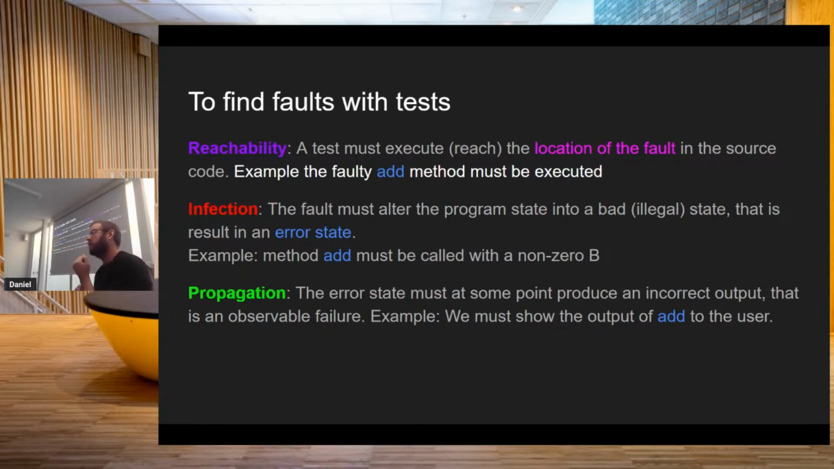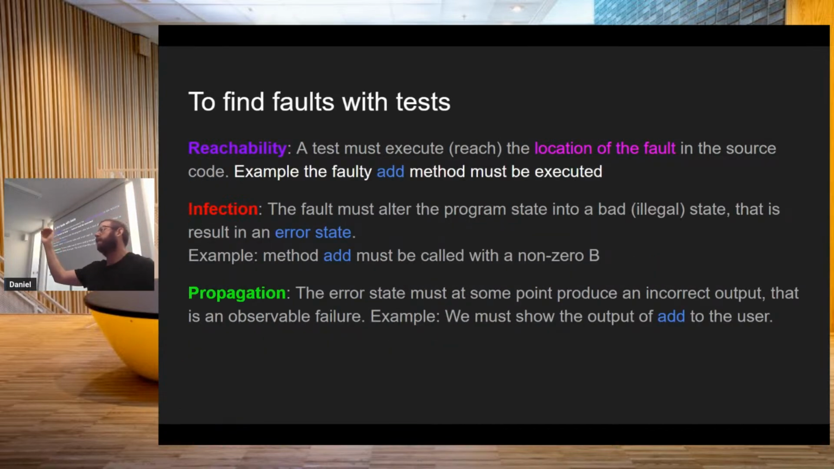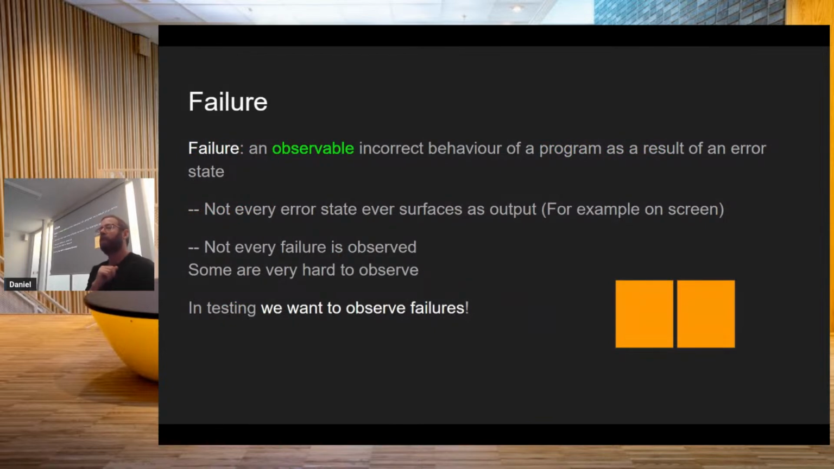And then finally, actually, the error must be propagated in a way that it produces output so that we can look at that output. So if the sum is never used, if it's just returning after this line, sum is just thrown away, then we won't discover the bug. So in order to find the bug, the error state must propagate to the surface where we can observe it. And we call that, when we produce an incorrect output, an observable failure. You must show the output of add to the user. So an observable incorrect behavior of a program as a result of an error state.